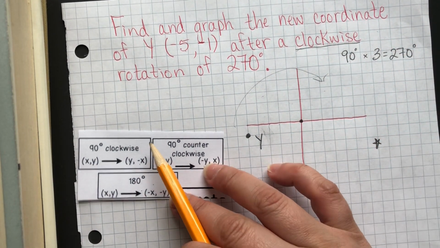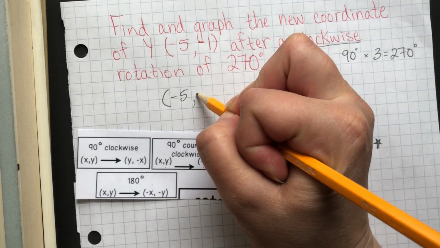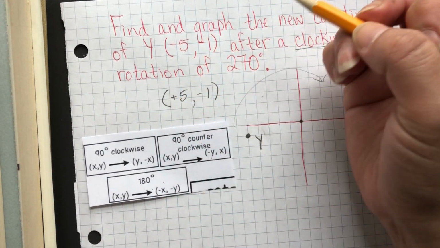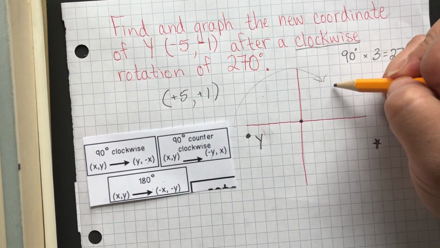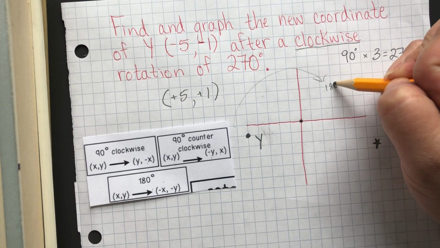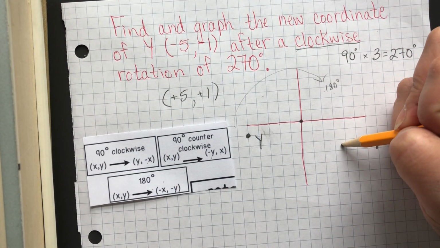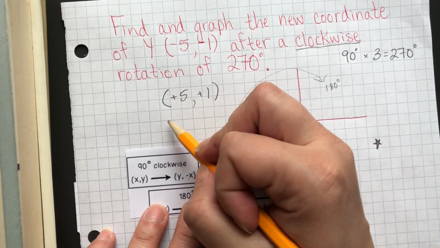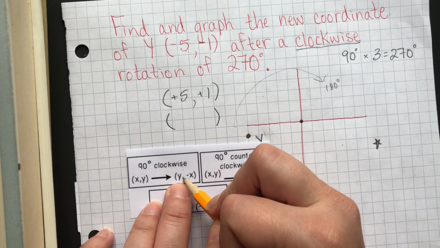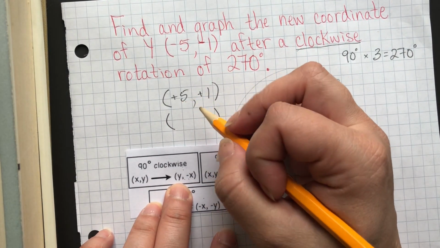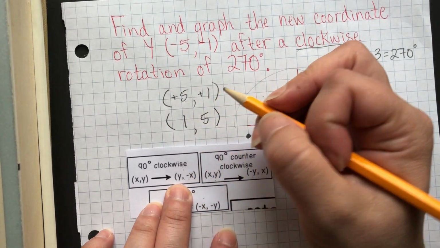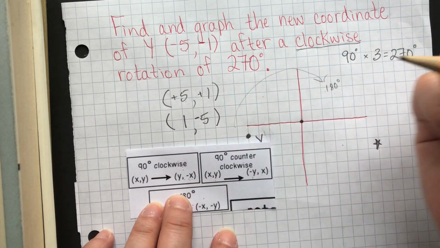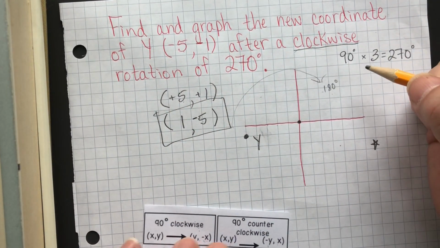Let's do 180 first. So here's your original coordinate. And with our rule, we are simply just changing the sign. So this becomes positive 5, positive 1. So that would put me here. This is 180. Now from here, I need to go one more turn of 90. And again, this is clockwise. So we're going to use this rule. So now I'm going to take this coordinate and apply this rule. So now I'm going to switch them. And I'm going to make this negative. Okay? So our final coordinate should be 1, negative 5.